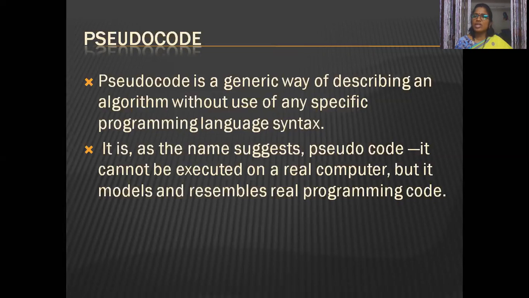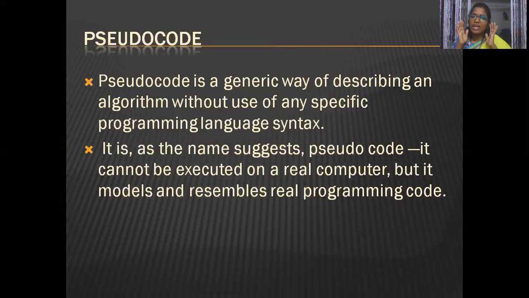Pseudocode is a generic way of describing an algorithm without use of any specific programming language syntax. It does not follow the syntax of any programming language. It just writes what to do without following any syntax. As the name suggests, it is pseudocode. It cannot be executed on a real computer. It cannot be converted into any programming language, but it models and resembles real programming code. Do this, take the input, do this, give an output. But it does not follow any kind of syntax.